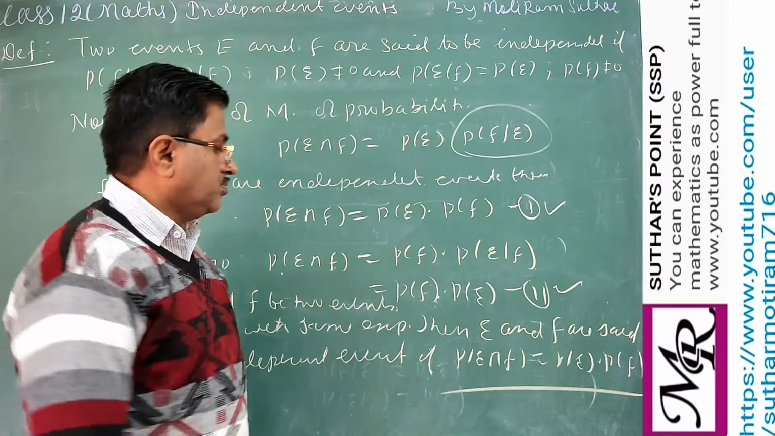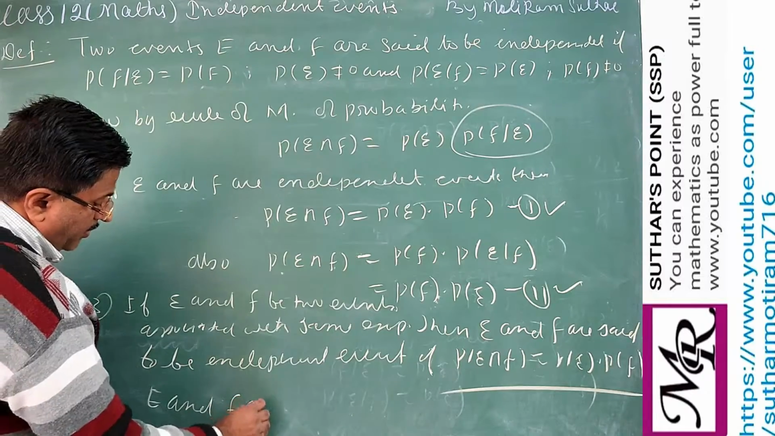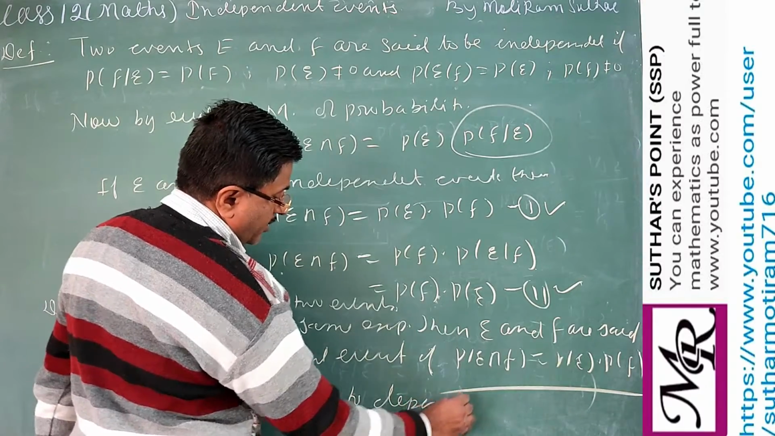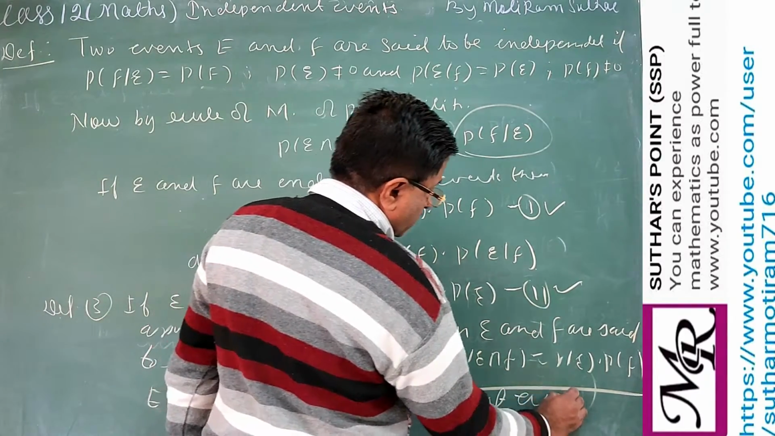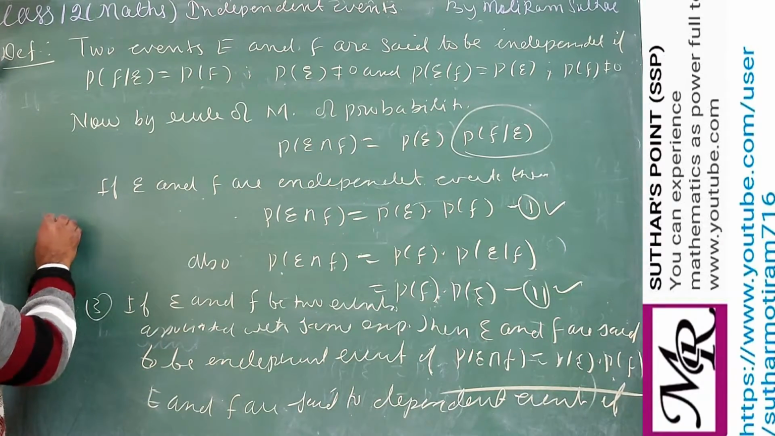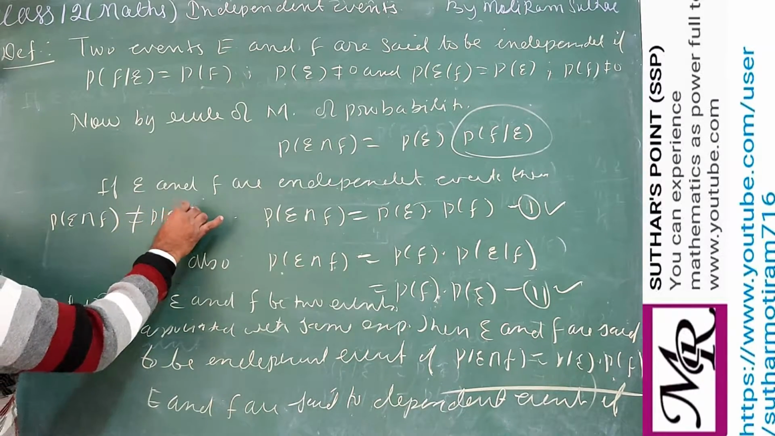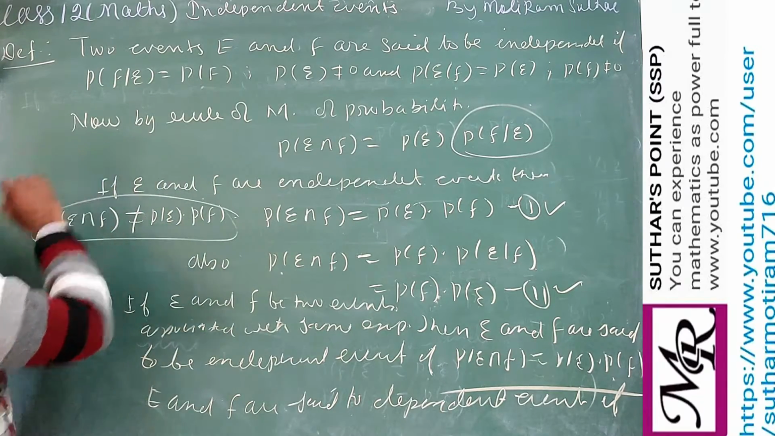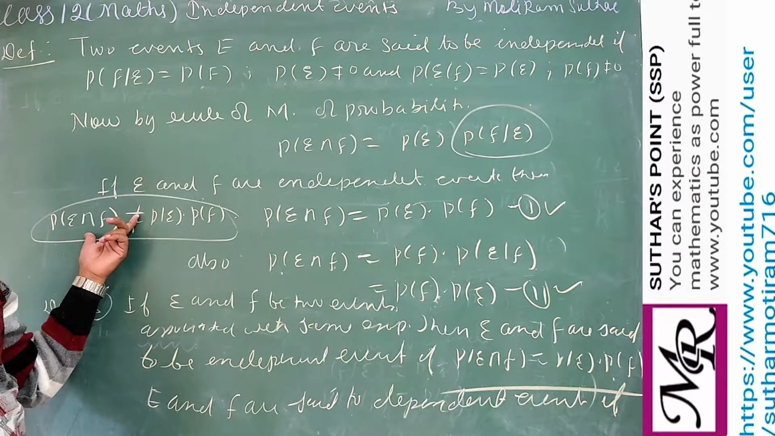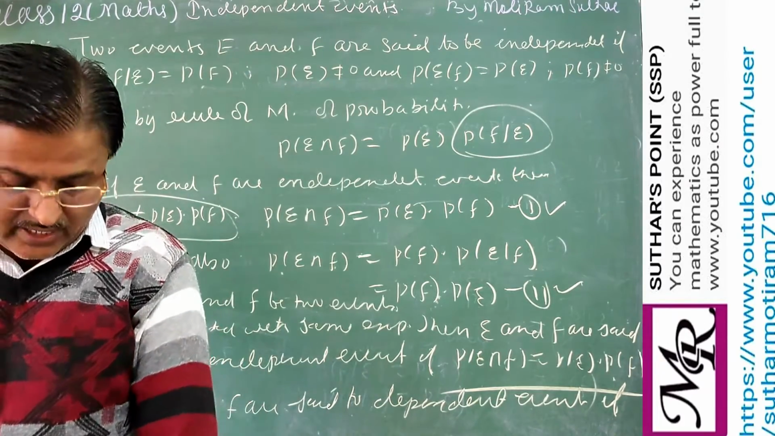So if this is not true, we can say E and F are said to be dependent events if P(E ∩ F) is not equal to P(E) × P(F). If this is the case, we can say that the given two events are dependent. Otherwise, they are independent events.